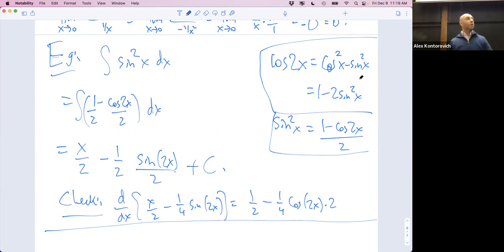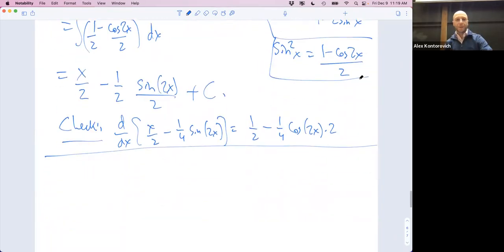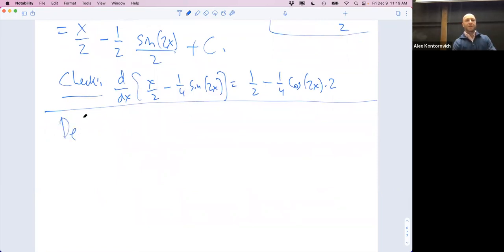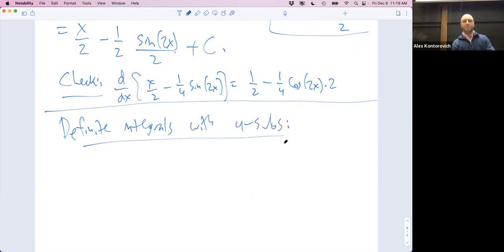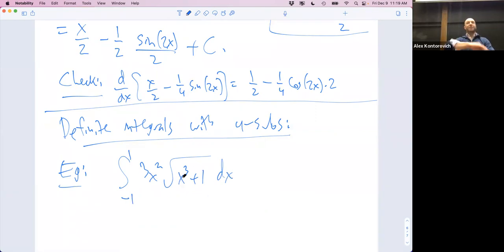All right, let's talk about what to do with those were indefinite integrals with u-substitutions. How do we do definite integrals with u-substitutions? Okay, we're just going to get a lot of practice. Here's an example. Let's integrate 3x squared square root of x cubed plus 1 dx from minus 1 to 1. I don't know what this function is. It's something from minus 1 to 1. What's the area under this curve?